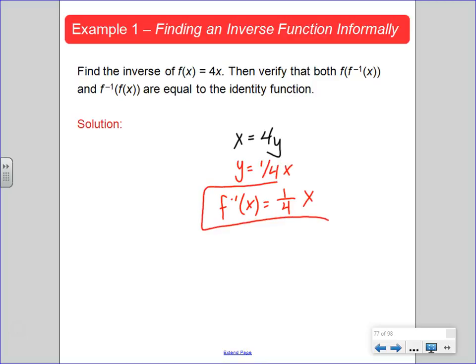No. Remember, switch x and y, solve for y, and what extra little note did I add in on Friday right underneath that? Switch x and y, solve for y, and write y as f inverse, right? Is it still there?